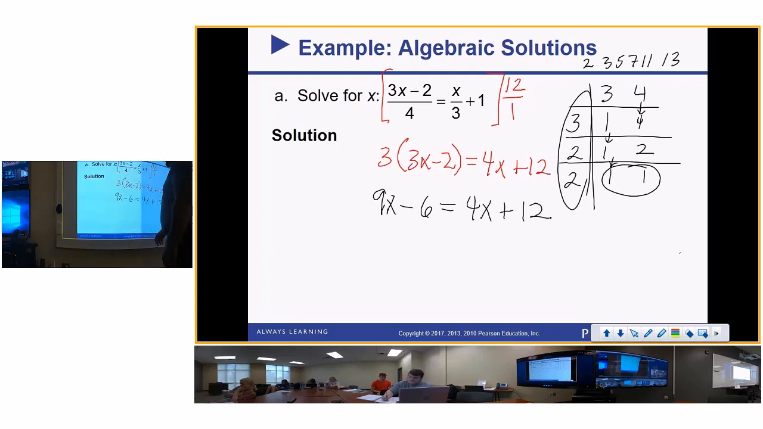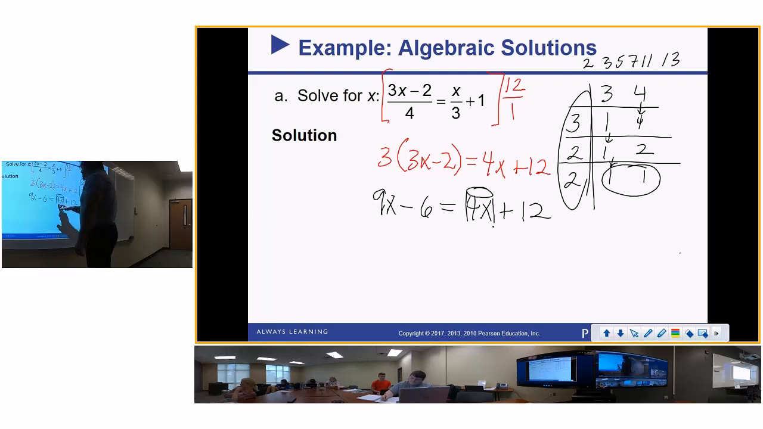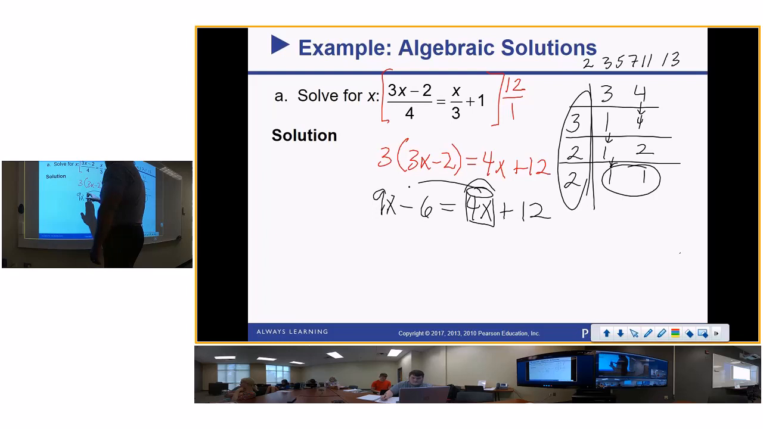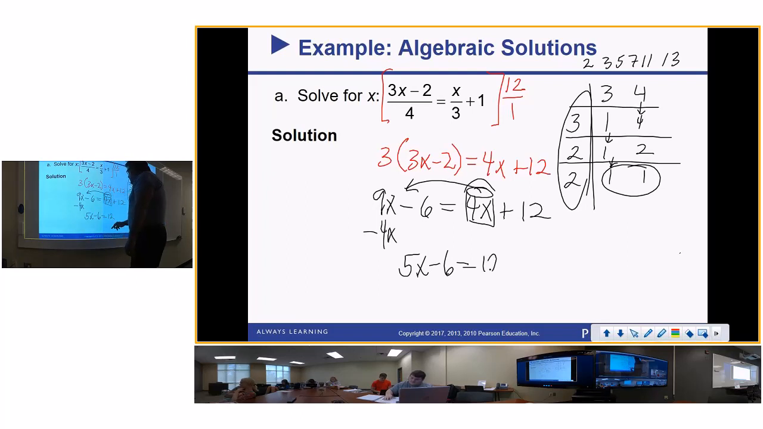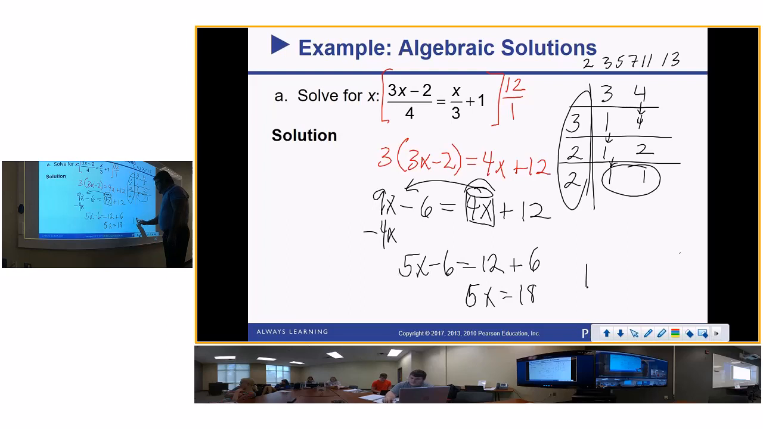Which one's the smallest bucket, 9x or 4x? So you're going to move the smallest bucket because it's easier. So take it across the river and it becomes 4x. That leaves you with 5x minus 6 is equal to 12. Add 12 on both sides, or take it across the river. It becomes positive 6, and you get 5x is equal to 18. And your answer is 18/5.